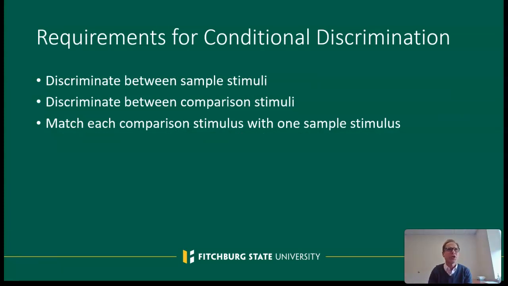The requirements for a conditional discrimination is that the learner has to be able to discriminate between sample stimuli, to determine which one is it. They also have to be able to discriminate between comparison stimuli, so that they can scan that and figure out, if we're doing a matching to sample, which one matches. And then they have to be able to, if we're doing matching to sample, match each comparison stimulus with one sample stimulus.